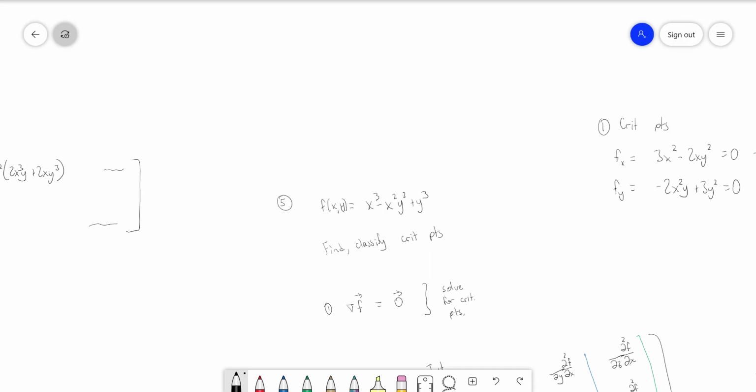Yeah, so looking at this function here, I think the origin is neither a max nor a min. I'm pretty sure we could classify it as a saddle. The reason why I think that is, I imagine if I plug in just 0 for y, then f of x, 0 would just be x cubed.